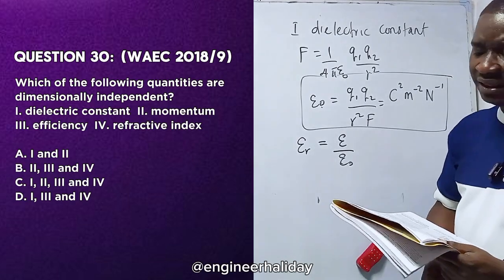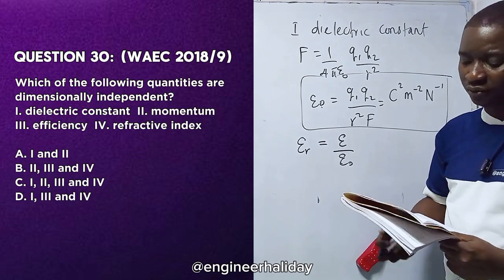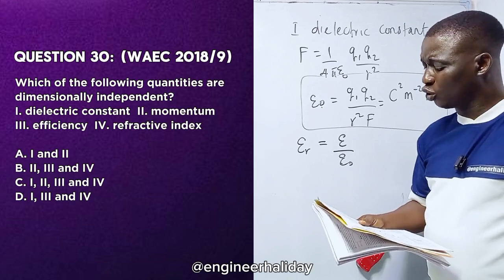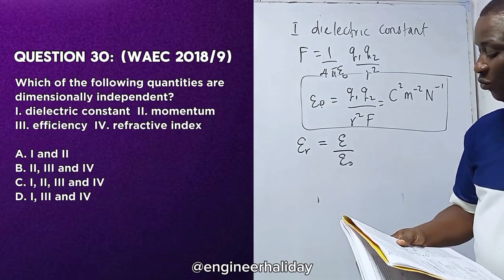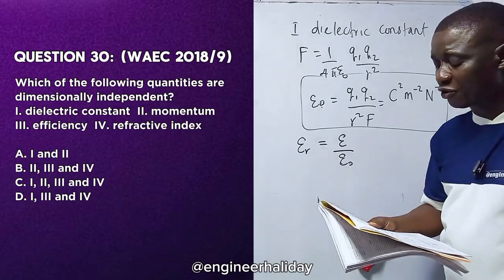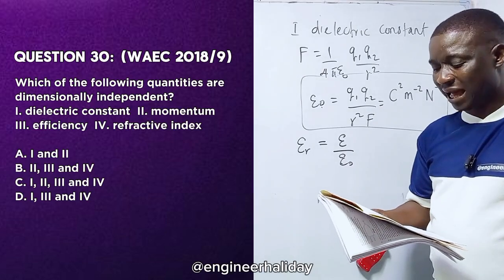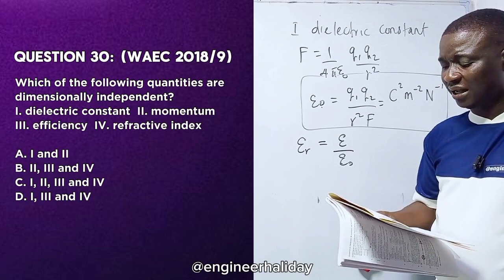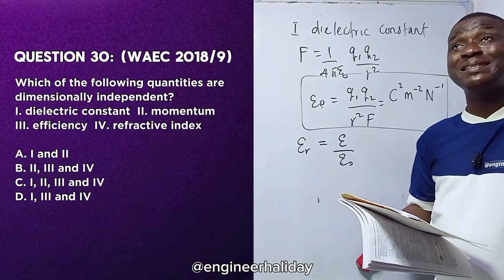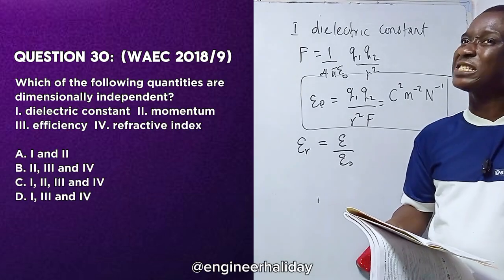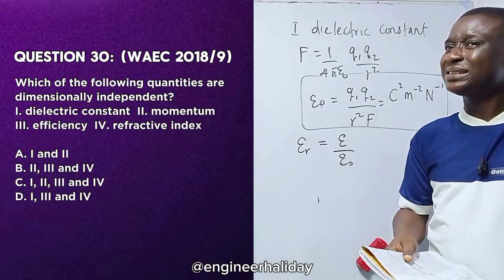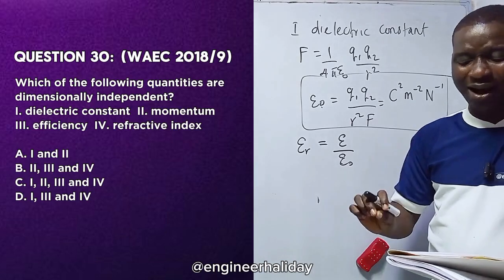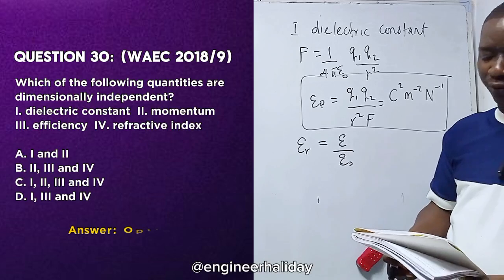Roman figure 3 is efficiency. It is dimensionless, it does not have a dimension, although it is measured in percentage, so you cannot really tell. But Roman figure 4, refractive index. I think the 1 and 4 are clearly the option that we can take. Although the efficiency does not have a specific dimension, it is dimensionally independent. Independent means to be free of something. So that means that 1, 3, and 4 could be the better option for us.